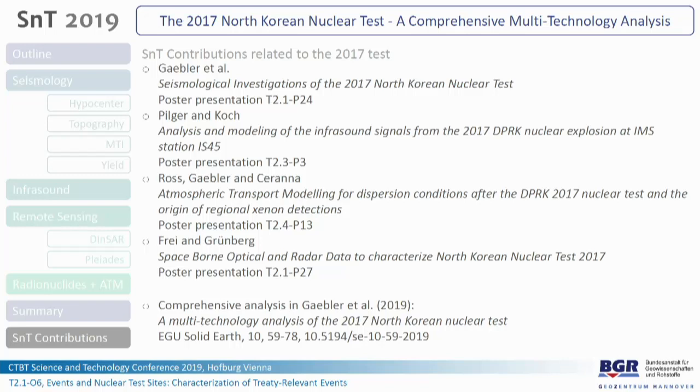We have had some contributions here. If you want to look at something in more detail, you can look at one of those 4 posters. I uploaded the PDFs of them, I hope, for the seismologic part, the infrasound part, the ATM, radionuclide part, and the remote sensing part. Or you can also look at the paper that was published at the beginning of this year. It's in EGU Solid Earth. It's open access, and everybody can download. I have some copies with me as well. If you want some, just let me know. And with that, I conclude, and thank you for your attention.